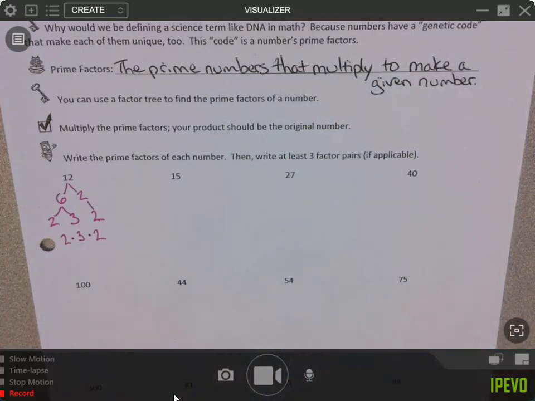If I put that into my calculator, would that equal 12? Does anybody want to check it? Go ahead and check with your calculator. 2 times 3 times 2. Do we get 12? Thumbs up when you find your answer. I got a thumbs up from Kylie. Thumbs up from Bennett. 2 times 3 times 2 is 12.